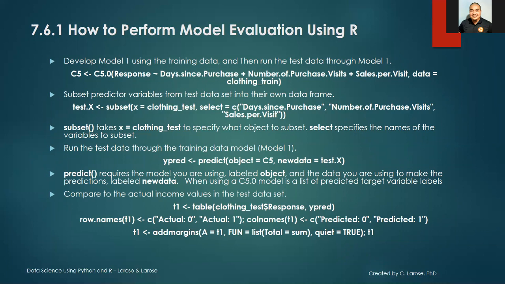Load the required package, if necessary, using library(C50). Run the training dataset through C5.0 to obtain Model 1 using the code given here. Then save the result as C5. You may refer to this syntax.